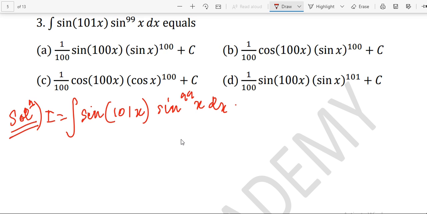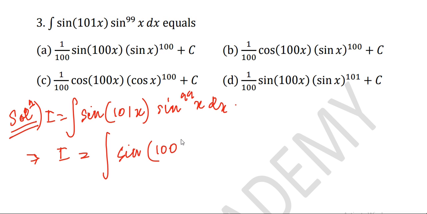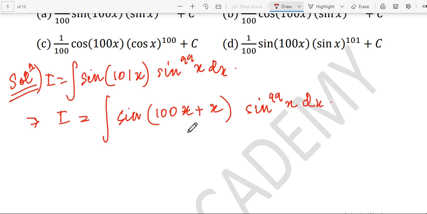Let this integral be I. So which one is the first function? Before we take the first function, we have to simplify this further. Otherwise, we won't be able to calculate. Let us write sine 101x as sine of 100x plus x, and sine to the power 99 of x stays as it is. So I will be the integral.